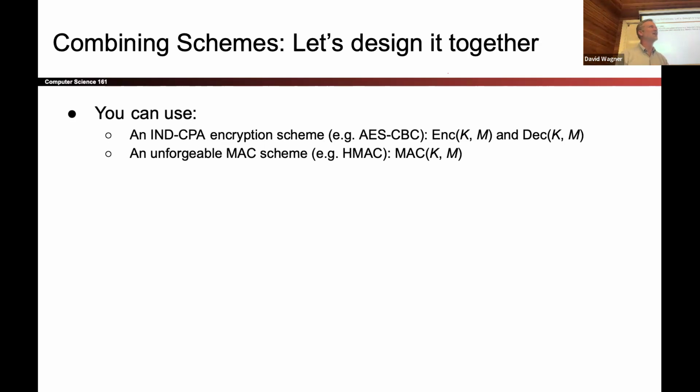So given those two building blocks, I want you to maybe talk to a partner about how you would use them to send a message. If Alice has a message M to send, what should she send? How should she use these things? What does she send to Bob? Okay, talk to a partner.